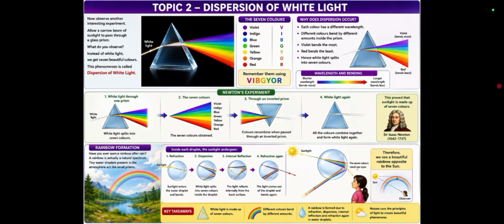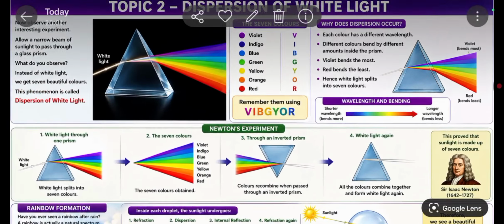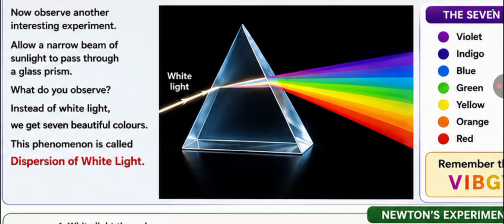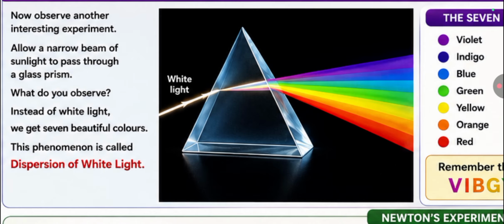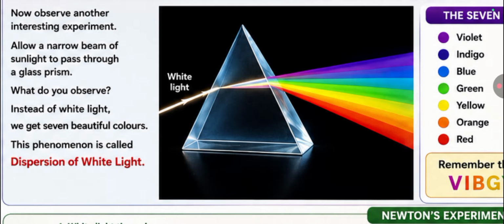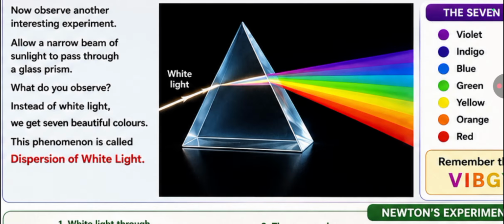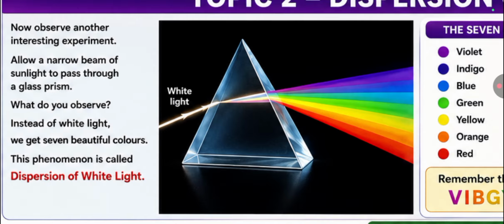Now, dispersion of light, dispersion of white light. Now observe another interesting experiment. Allow a narrow beam of sunlight to pass through a glass prism. Why do we observe, instead of white light, seven beautiful colors? This phenomenon is called dispersion of light.